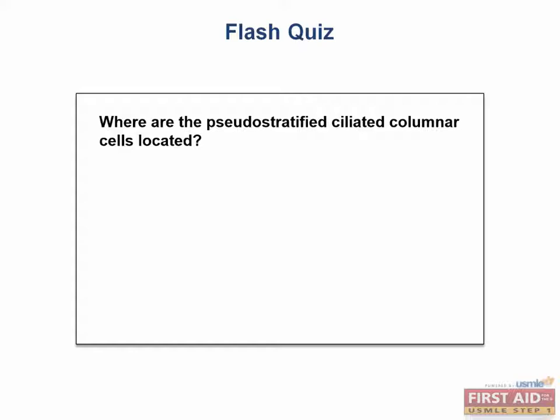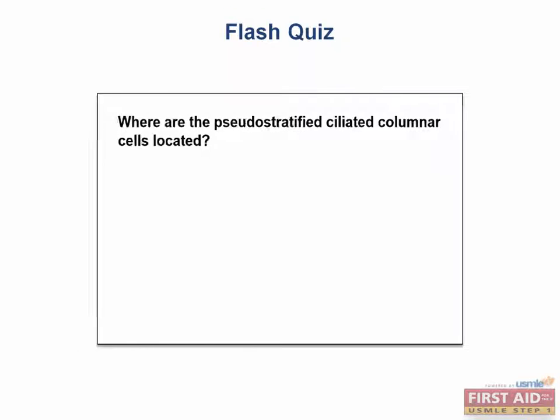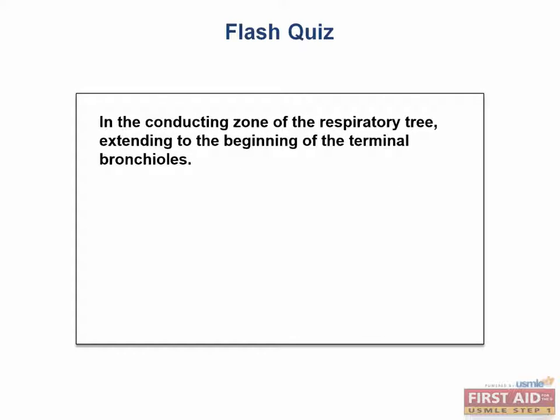Flash quiz. Where are the pseudostratified ciliated columnar cells located? Answer: in the conducting zone of the respiratory tree, extending to the beginning of the terminal bronchioles.